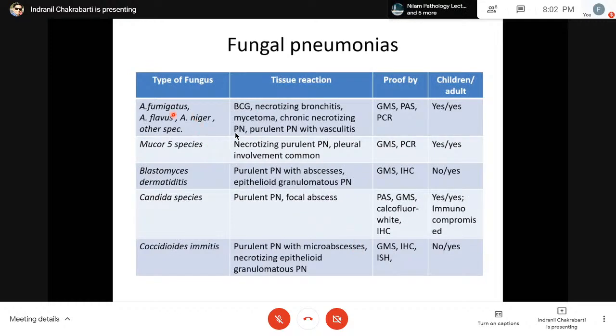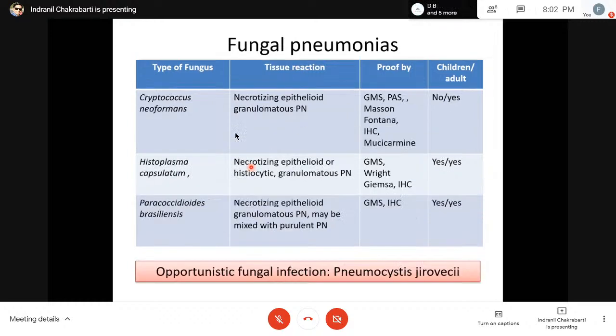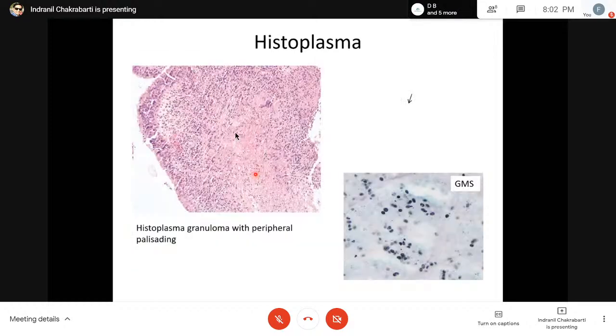So these are the types of fungi, the tissue reactions, how we can demonstrate them, and whether they are affecting children or adults. So let us speak about the more common ones, because you can't really memorize these things like this. So first of all, let's come to Histoplasma.